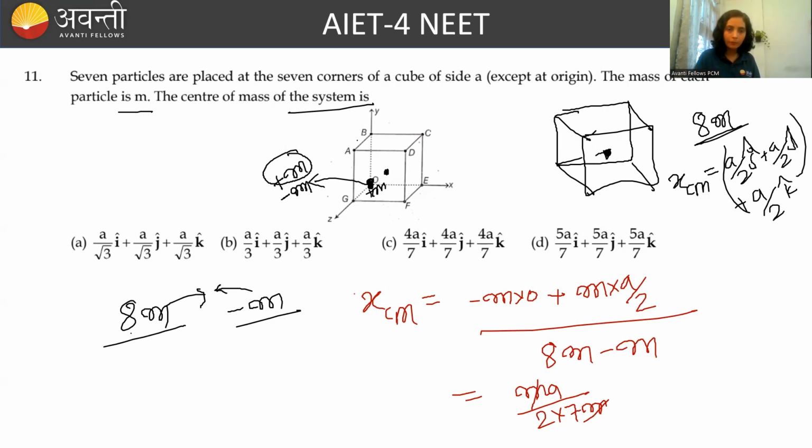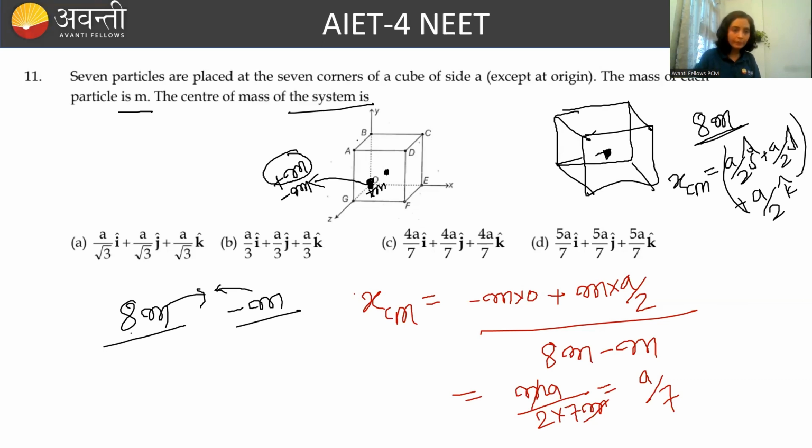It will become a by something, a by 14 we are going to get, right? Now pay attention here first: not 14, 7 into 2. So a by 7 we are going to get here. Now let's see.